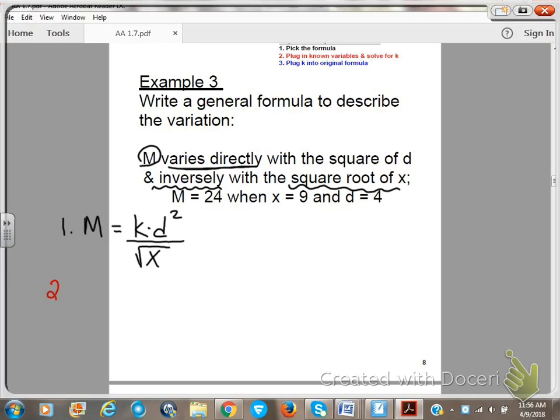So step 2. M is 24 equals, k is what we're always looking for, so we're just going to leave it as k. D is 4, so I know I'm going to put 4 squared up top, and then underneath of that, the square root of 9. That's just setting it up. Now we need to solve for k.